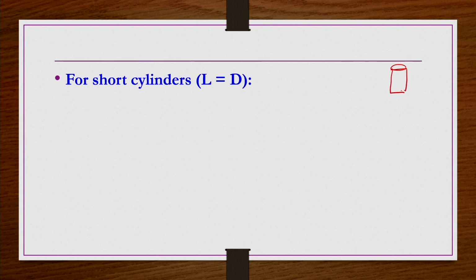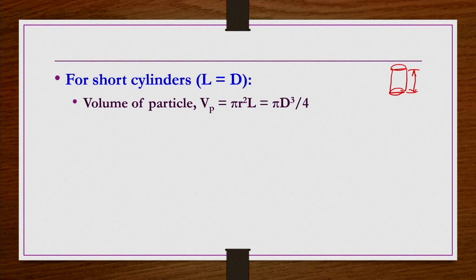Now, what do we do? We take a short cylinder whose size L is equal to d. We can say the cylinder is a short one if its diameter and length are equal, or closely equal to each other. Let us take the short cylinder case, L is equal to d. Then the volume of this particle is going to be pi r square multiplied by L.